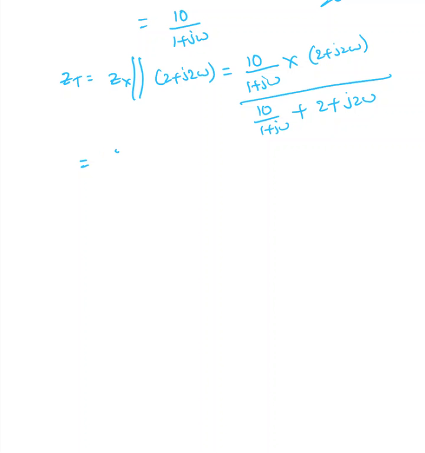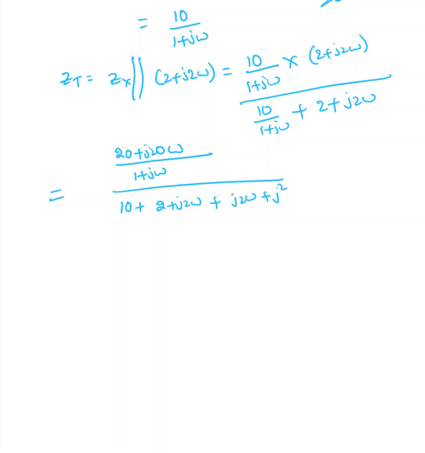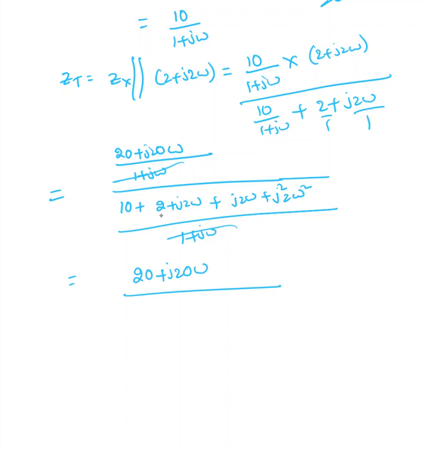So I have 20 plus j20 omega over 1 plus j omega, divided by 10 plus 2 plus j2 omega plus j2 omega plus j square 2 omega square, divided by 1 plus j omega. So all I did, I took the common factor and then I multiplied it. Okay, solved it basically. So these two get cancelled out. I will end up with 20 plus j20 omega divided by, I have 10 plus 2, 12.